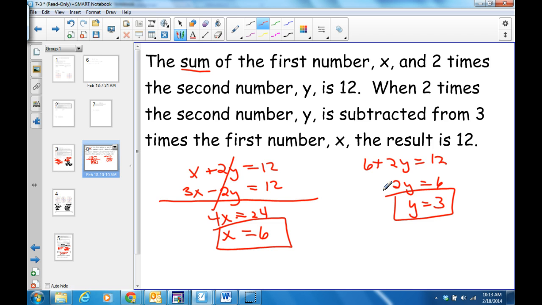So there's one like this on the quiz tomorrow too. Just make sure you can take it from English and set it up. Once you get it set up, it's pretty easy.